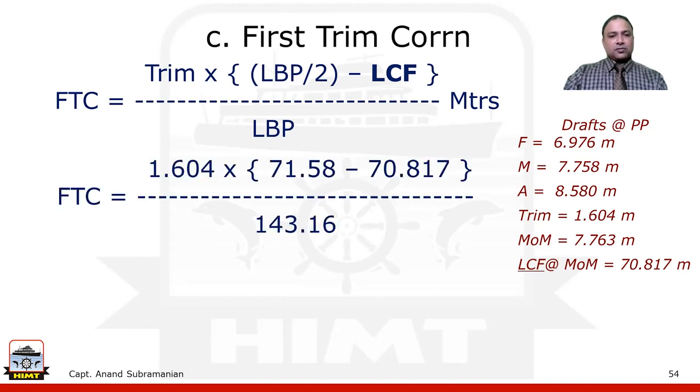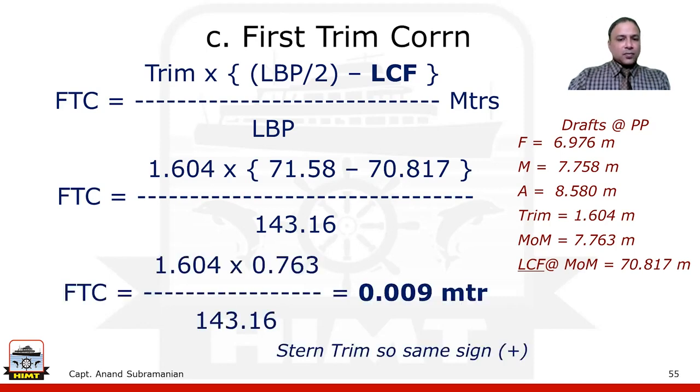The 1.604, that is the trim of the vessel, and half of LBP is 71.58, minus LCF 70.817, and we get the answer as 0.009. However small the answer is, we still have to respect the answers, and we just carry forward the same thing. Because the ship has a stern trim, we just retain whatever value of the answer we get out here. So the same plus sign.